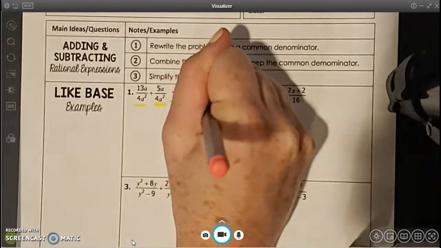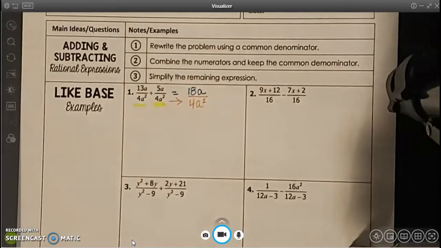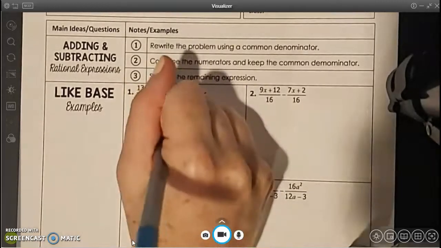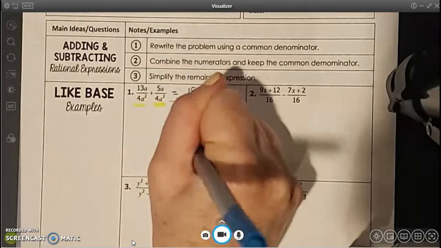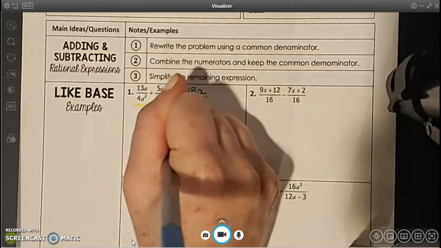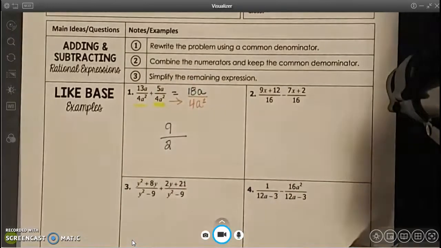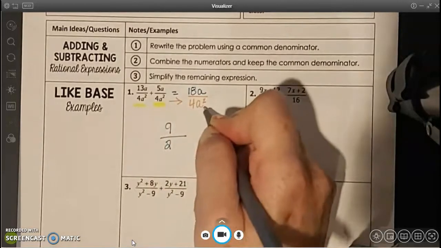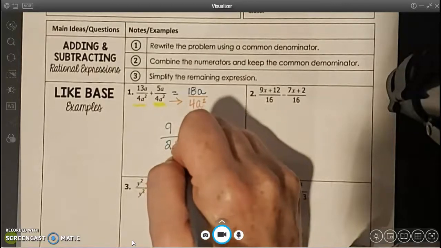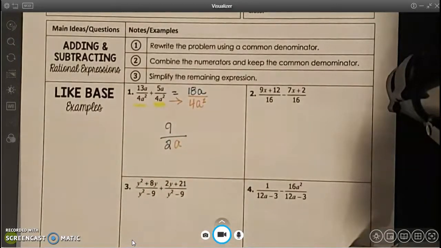Okay, and then we reduce if we can. So we're going to reduce the 18 and the 4. Okay, 2 goes into both. So I'm going to divide 18 by 2 and get 9, and 4 by 2 and get 2. And then a over a squared. Okay, there is one more factor of a on the bottom, so I'm going to have one factor of a left on the bottom. So my final answer is 9 over 2a.